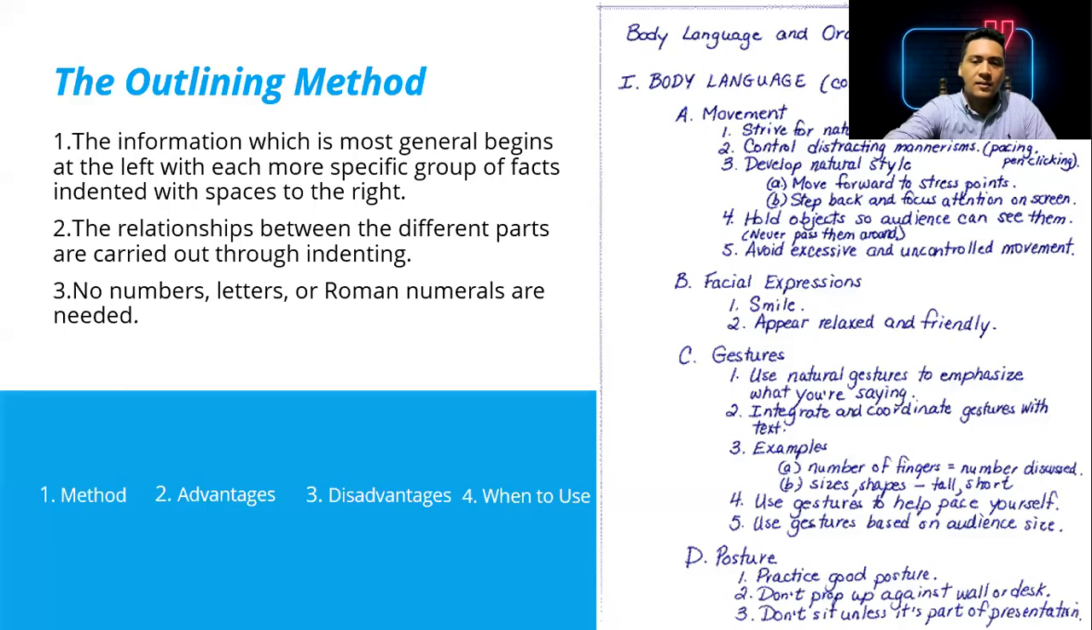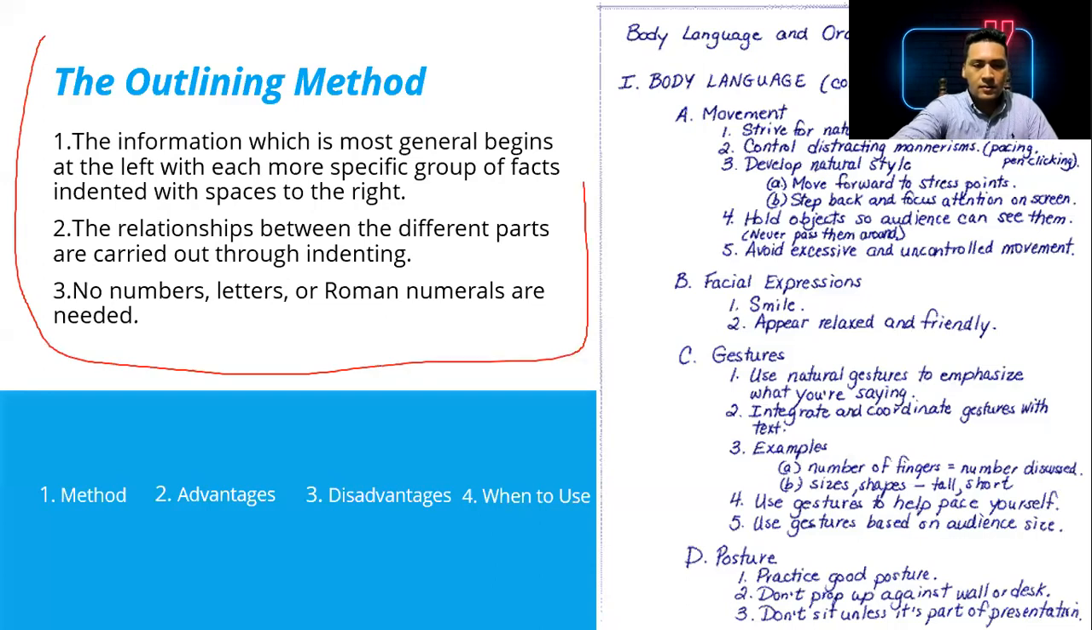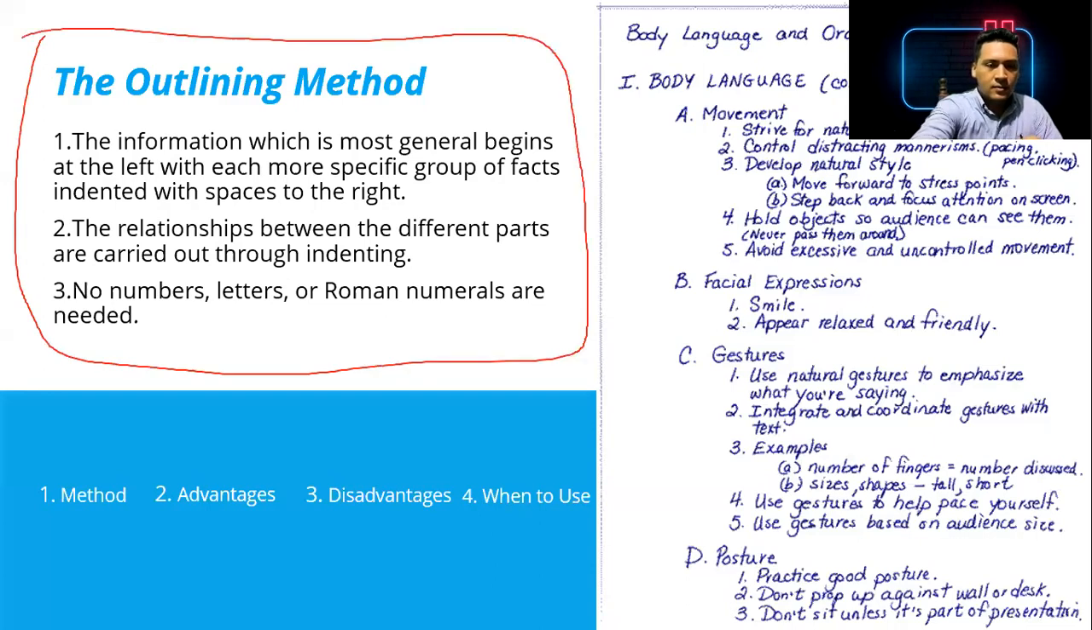The planning method: number one, the information which is most general begins at the left, and the more specific group of facts, independent with special, goes to the right. Two, the relationships between the different parts are carried out through indentation. Number three, no numbers, letters, or Roman numerals are needed.